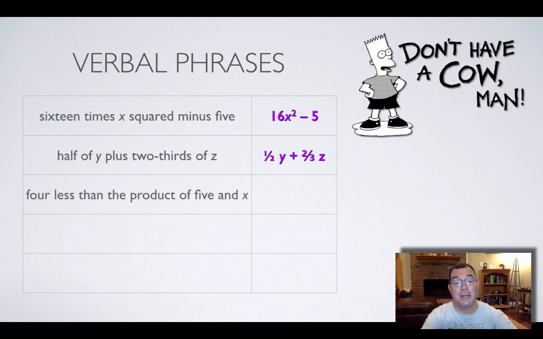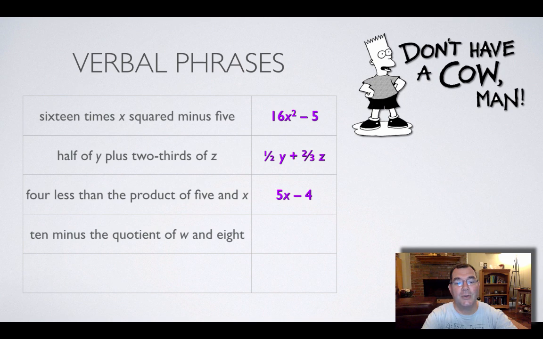4 less than the product of 5 and x. Now less than is the one part of English that doesn't read left to right when you translate it to algebra, because 4 less than something doesn't mean 4 minus something, it means something minus 4. So 4 less than the product of 5 and x would be 5x minus 4. So note that less than is that one thing that disobeys the left to right rule.